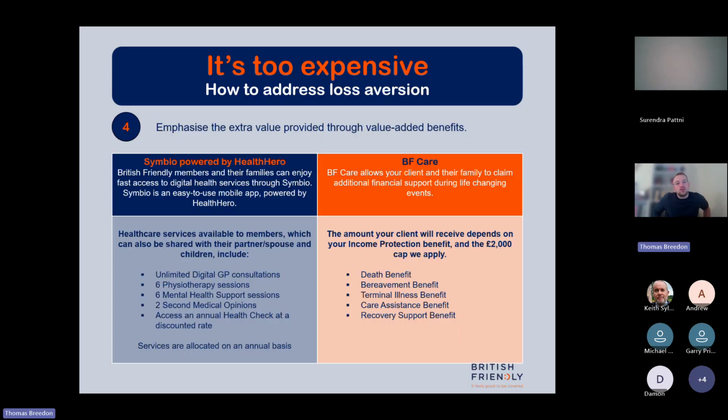Also, emphasize the extra value that's provided through not just our benefit, but everyone's policies ultimately. Most people in the market do have something similar to what we have here. Not all, obviously, but regardless of who you ask, any provider, the most used thing in the applications is always the on-demand consultations. Here your client gets unlimited consultations. This is the simple application that your client gets when you have a policy with us. It's the app you can download on your phone, and your client can get on-demand consultations, 6 physiotherapy sessions, 6 mental health support sessions, 2 second medical opinions, and a discounted annual health check as well.